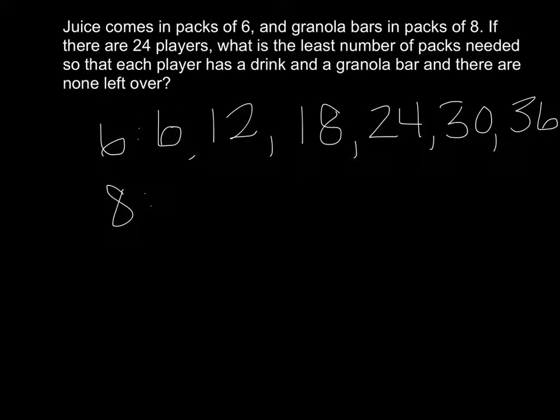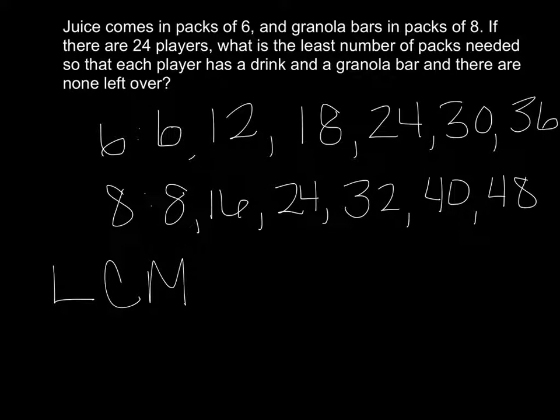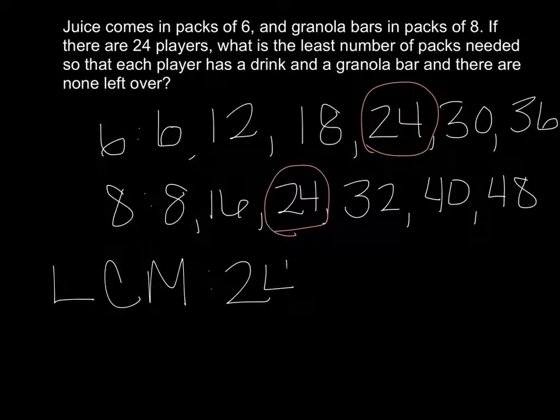So if I look at 8, I could do 8, 16, 24, 32, 40, 48. Okay, now when we think about the least common multiple, again, least would be the smallest number that they have in common. Now if I look, 6, 8, nope, 12, nope, 18, 24. Hey, look at that. They both have 24, and it is the first multiple that they have in common, so it would be the least. So our least common multiple would be 24.